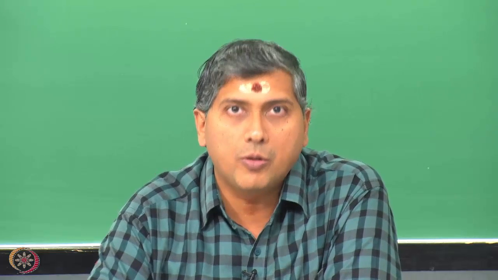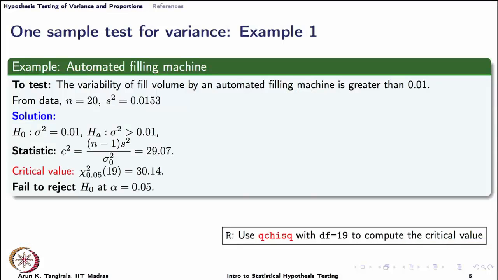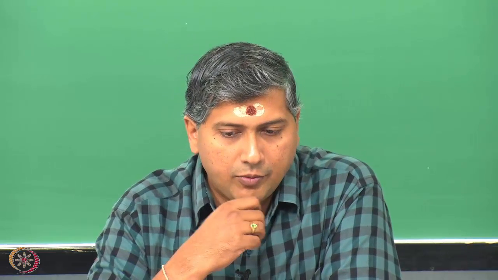Let us now go through two quick examples. One is the example from our motivating lecture on the automated filling machine, where we were interested in testing the variability of the fill volume. There is a filling machine that is filling bottles, and it is a fact that there is going to be variability in the volume of the liquid being filled in the bottle, but we want this variability to be really low, and the filling machine is acceptable if the variability is less than 0.01.